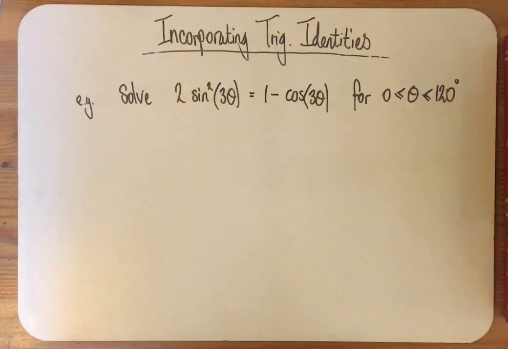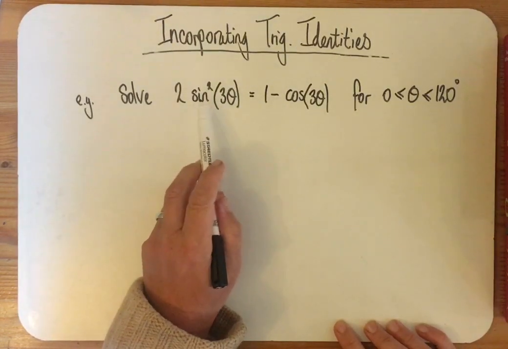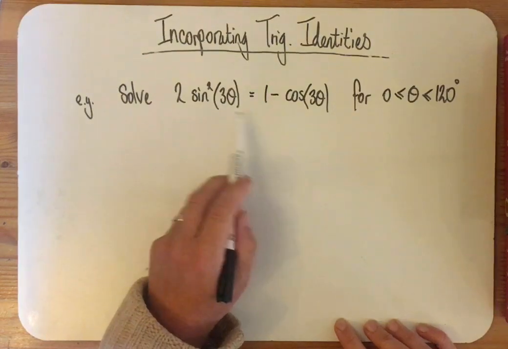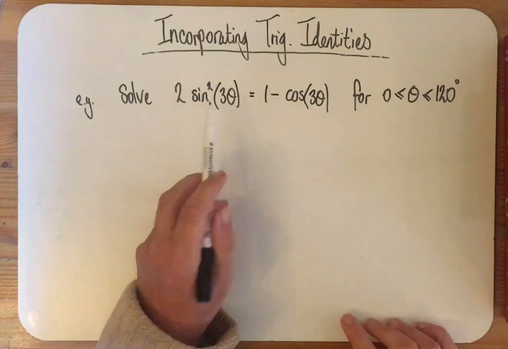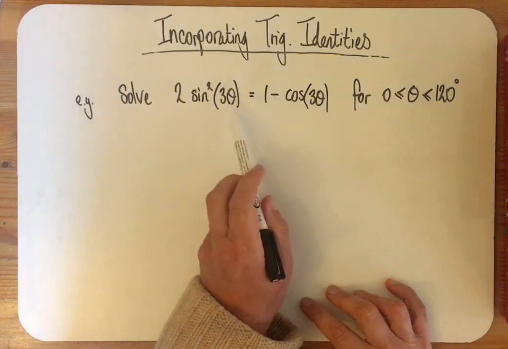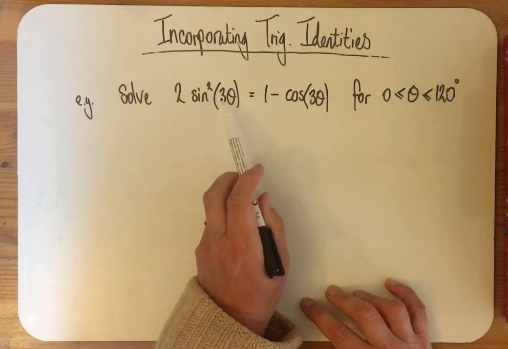Okay, so incorporating trig identities. So two trig identities. This one is going to be using sine squared plus cos squared is equal to 1. And it doesn't actually matter, as long as you've got the same thing in the brackets, then the trig identities will hold.